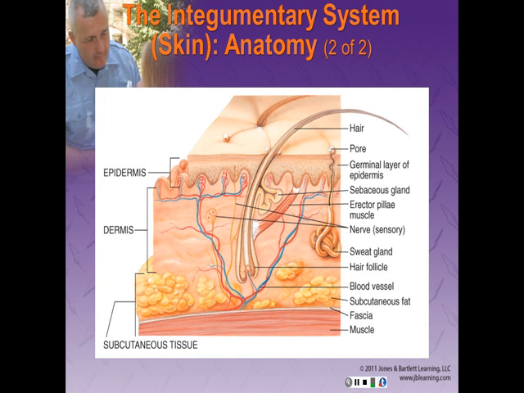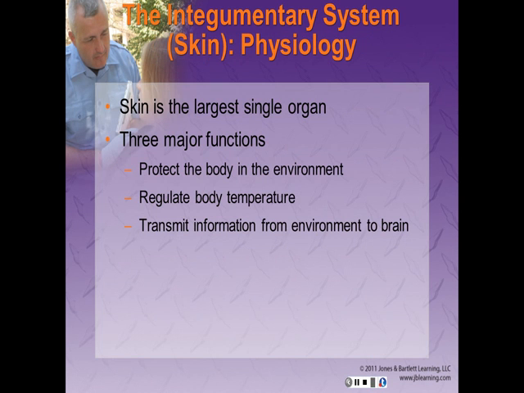Mucous membranes cover bodily orifices such as the mouth, the nose, and the vagina. And mucous membranes provide a protective barrier like skin, and they secrete mucus, a watery substance that lubricates the openings. Mucous membranes are usually very moist, where the skin is very dry. It is the largest single organ in the body, and it has three major functions. It is to protect the body from the environment, to regulate temperature, and to transmit information from the environment to the brain.